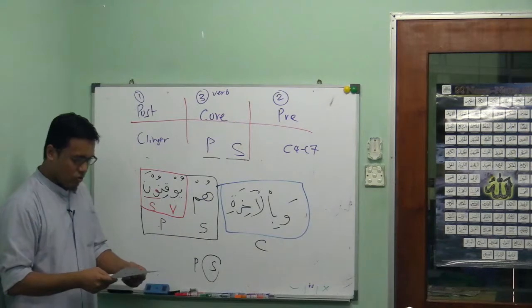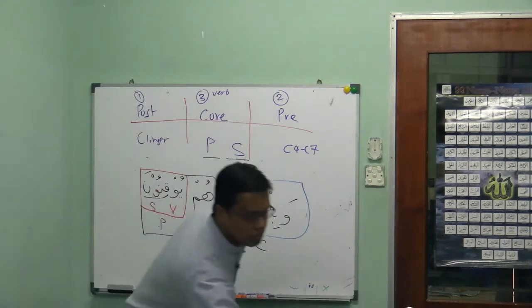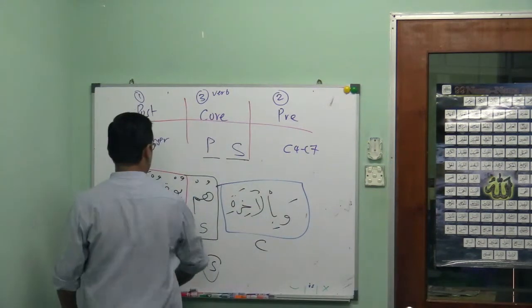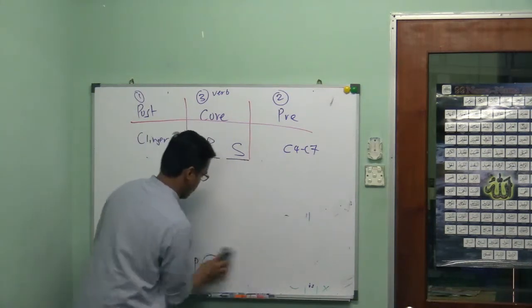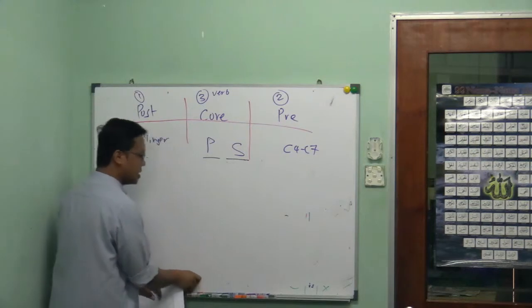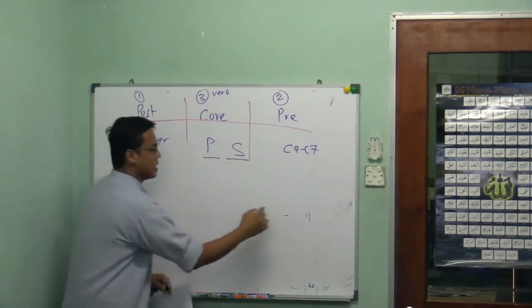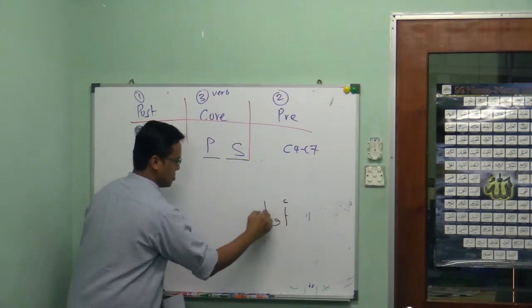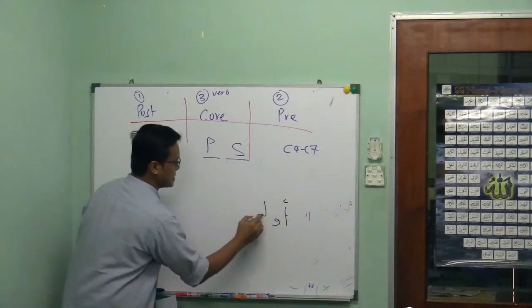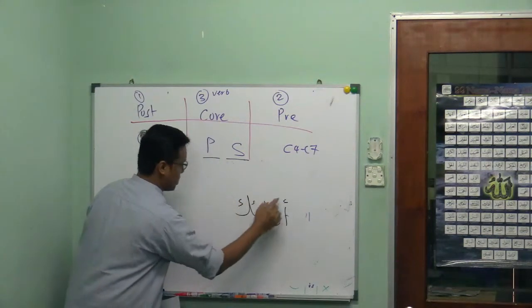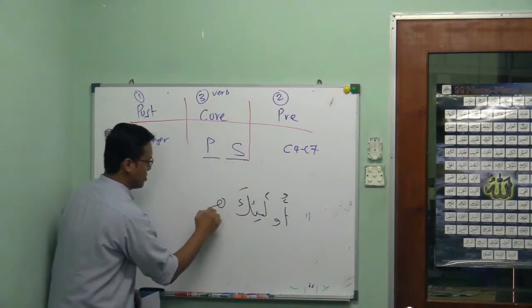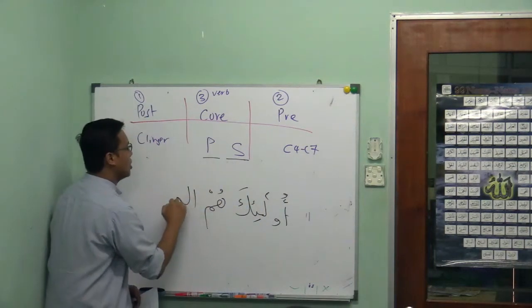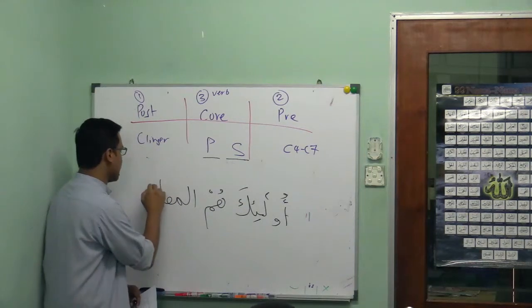Okay, now go to ulaika humul muflihun, which is number 4. Ulaika humul muflihun. Okay. While I write, identify, is there any post? No post. Is there any pre? No pre. So what is left? The core is what is left.